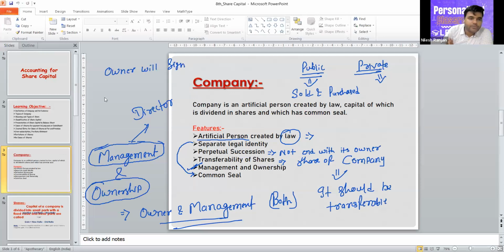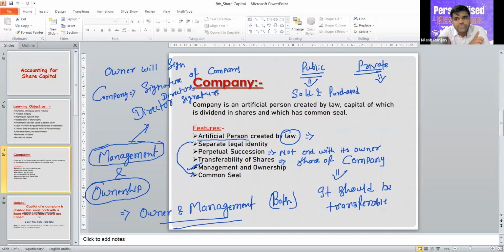But in case of a company, there is the signature of the company. The signature of the company will be placed on documents, and then the director's signature is also placed on the document. So the director's signature and the company signature will be placed on the document. Any question?